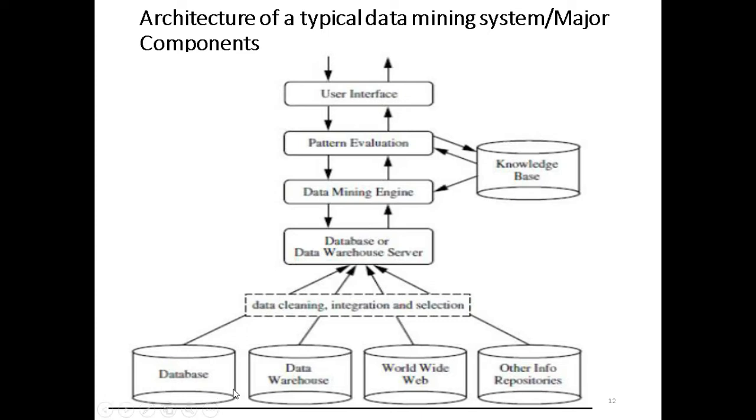This is the base level and it has many repositories where all the information is stored. The information will be stored inside the database, data warehouse, World Wide Web and other information repositories. Now the data is coming from various sources, multiple sources. When it comes from the various sources, according to the KDD process, the data should be cleaned, the data should be integrated and the required data should be selected.